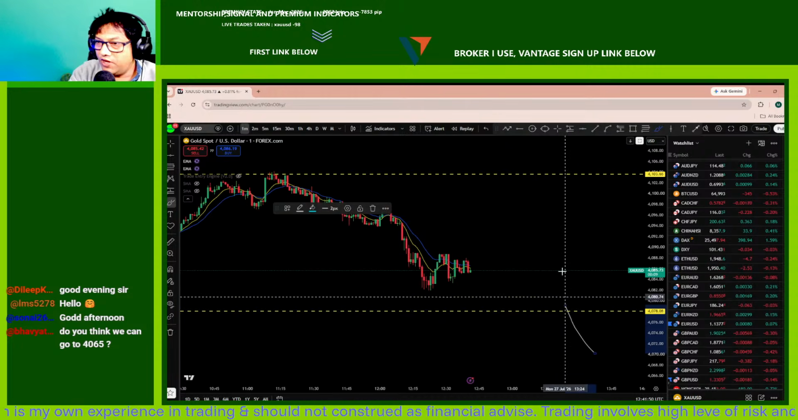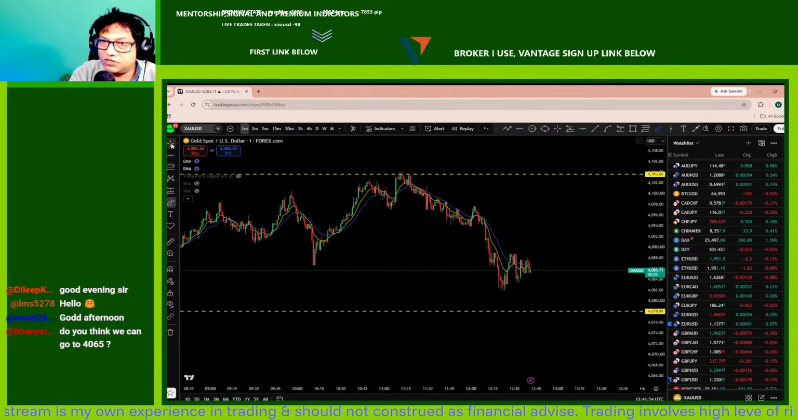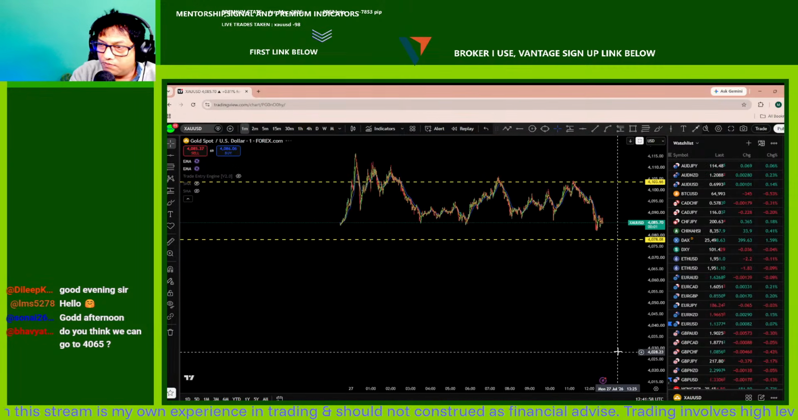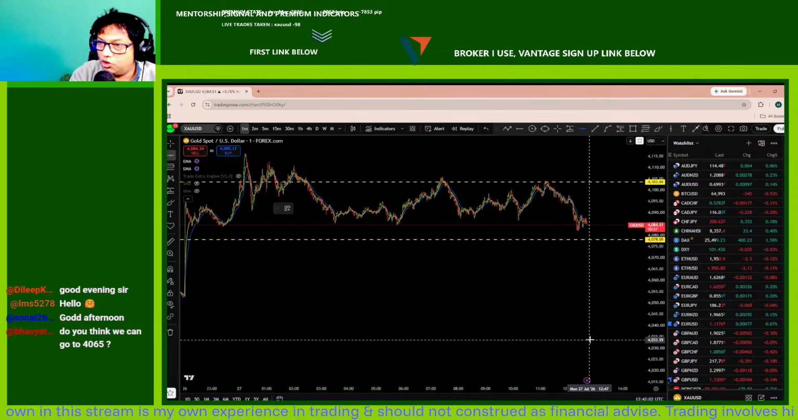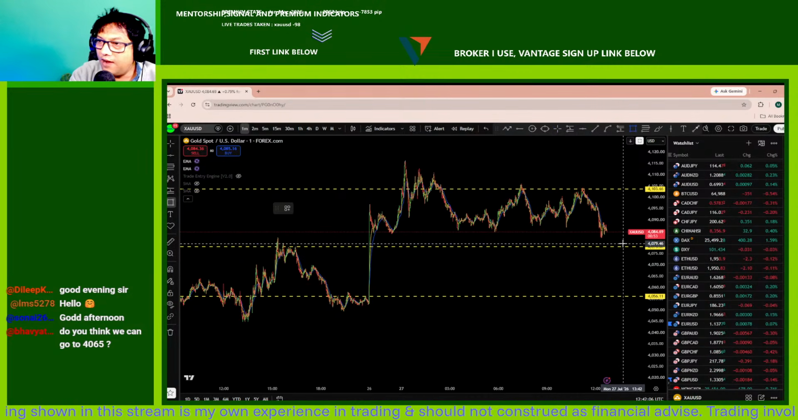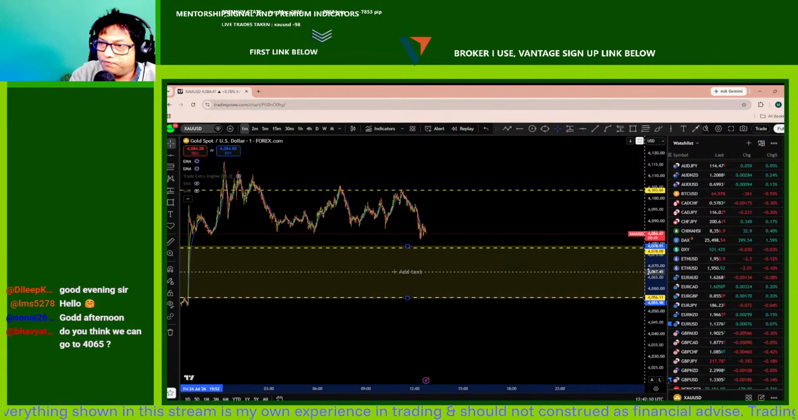4065, I think very possible. There is a large fair value gap. If the market successfully breaks that low, it may come down here to this order block, 4056. Possible, very possible, because there is a large fair value gap, and this fair value gap that you can see, it's a large fair value gap.